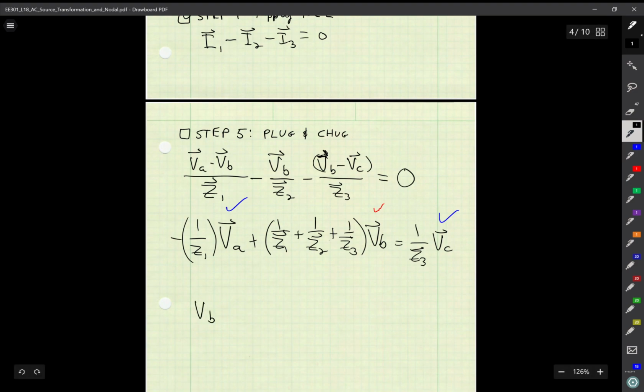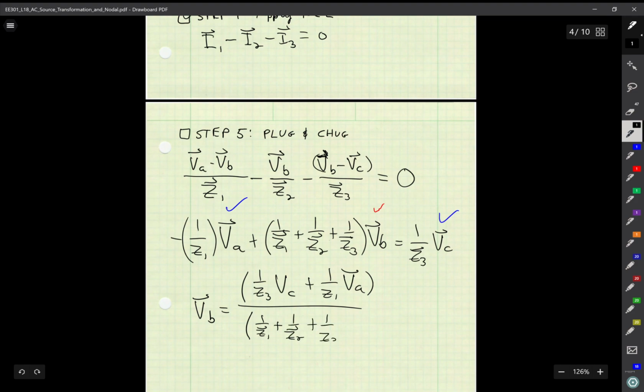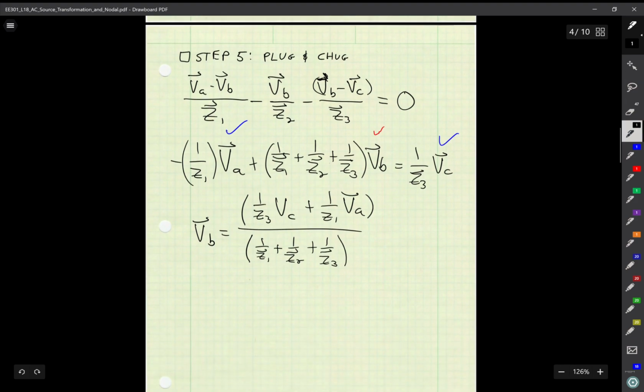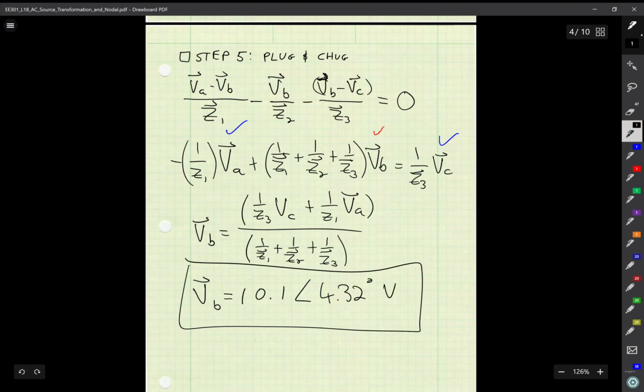I can see that VB is going to be equal to 1 over Z3 times VC plus 1 over Z1 times VA, divided by 1 over Z1 plus 1 over Z2 plus 1 over Z3. When I do the math, I can see that VB then is equal to 10.1 with an angle of 4.32 degrees volts. That's my answer. That's the voltage at node B. Now, done with step 5.